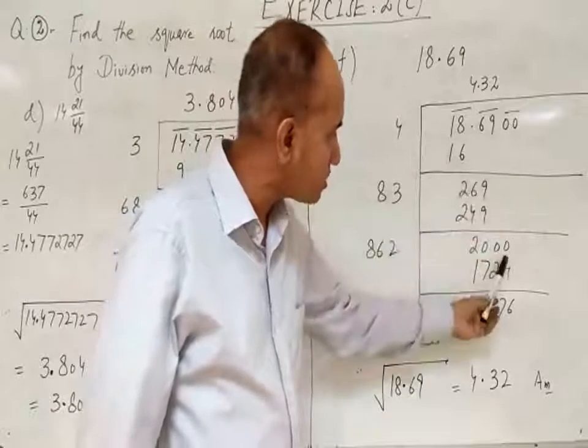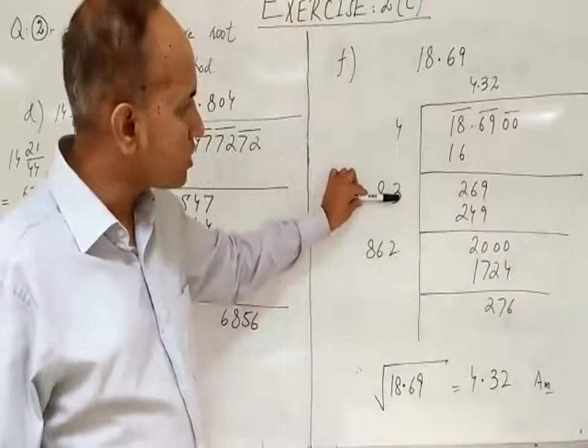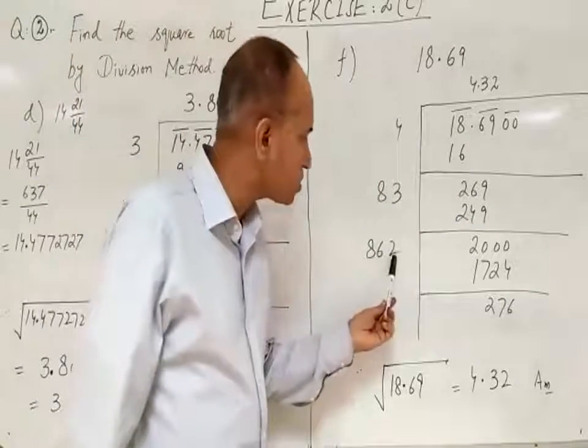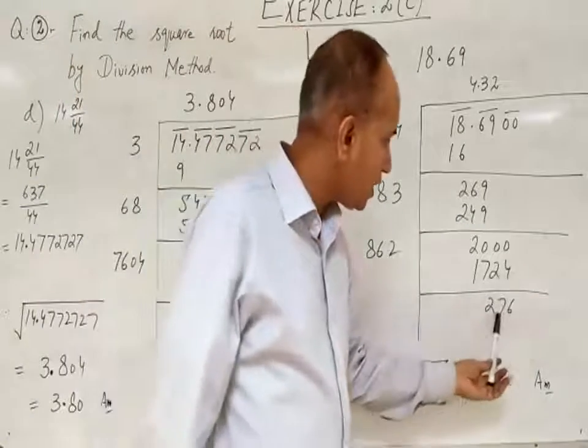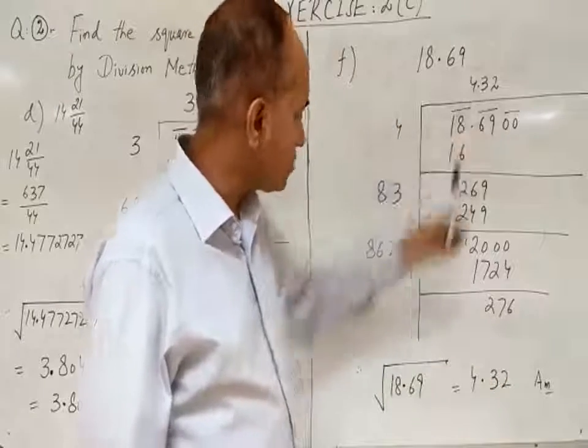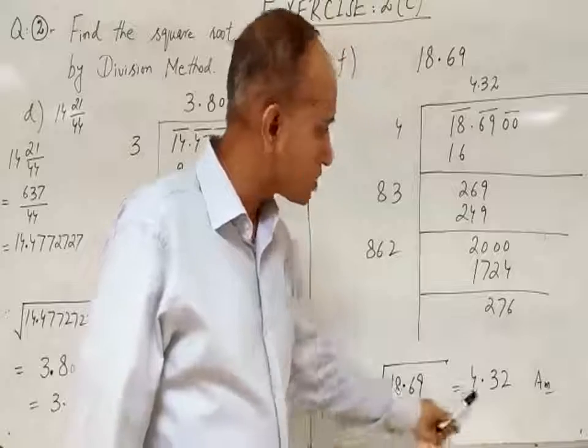The next pair is 0, 0, 83. Plus 3, we get 86. When we multiply this to 2, we get the number, and on subtraction, we get this. So we have 4.32 as the square root of this number.